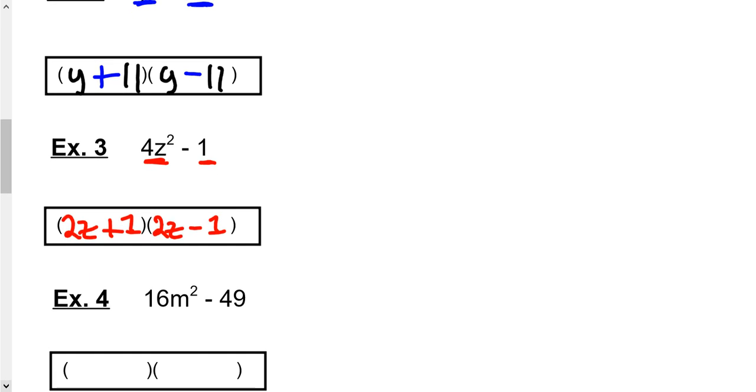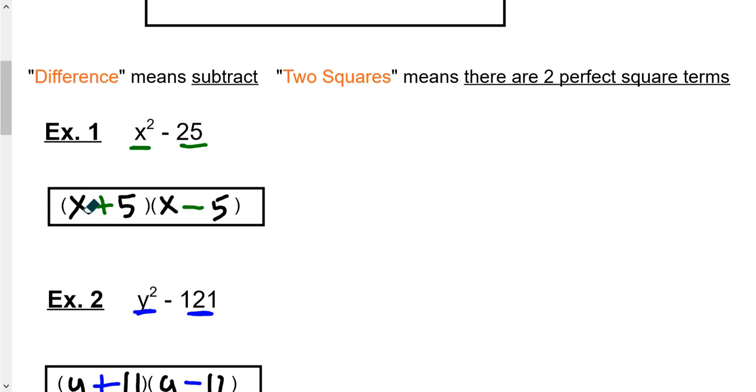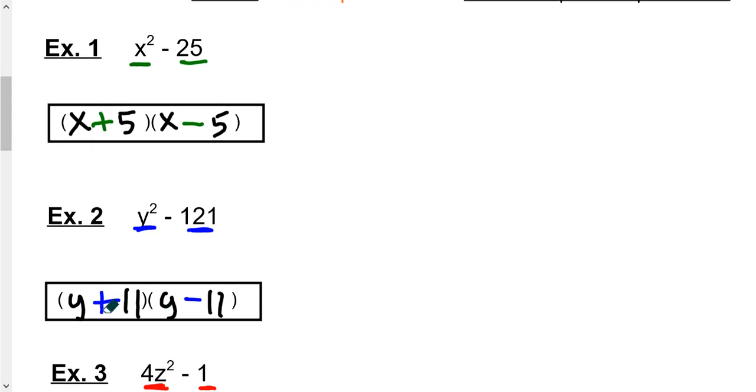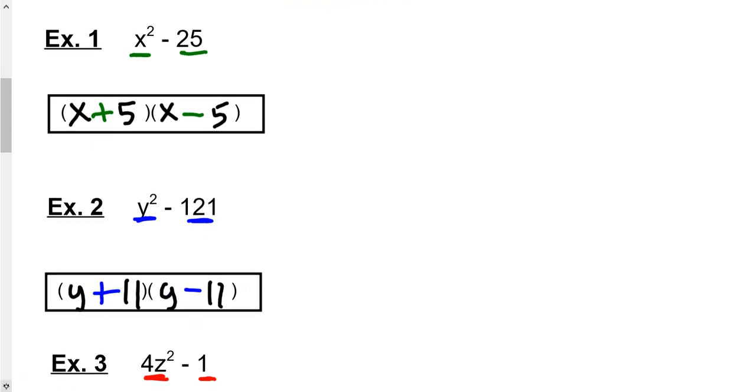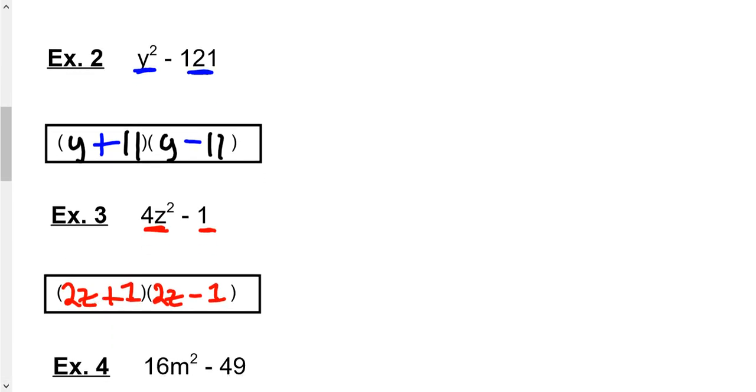Basically, you have the same term, and the only difference is one has a plus and the other has a minus. Like in number 1, you still had x, and you had a 5 and a 5. It's just that a plus was in this one and a minus in the other one. In number 2, you still had a y and 11 in each one, but one's a plus, one's a minus. And in example 3, you have 2z and a 1 in both, just one's a plus, one's a minus. It's going to work like that each time.